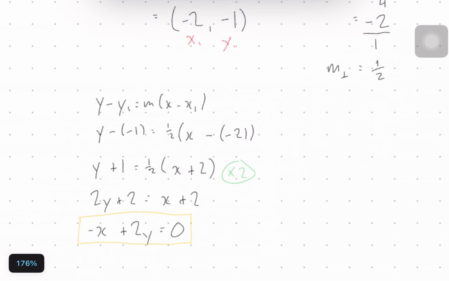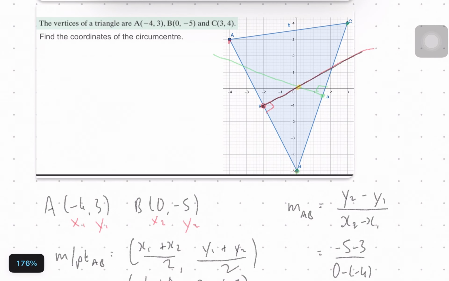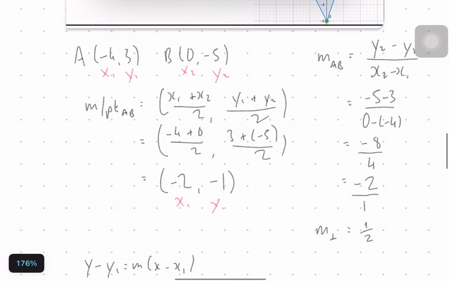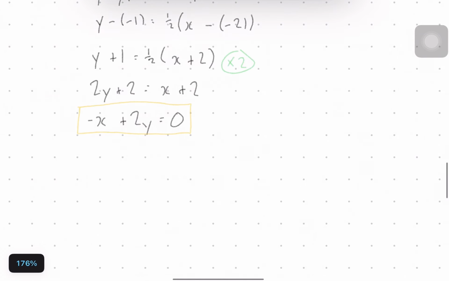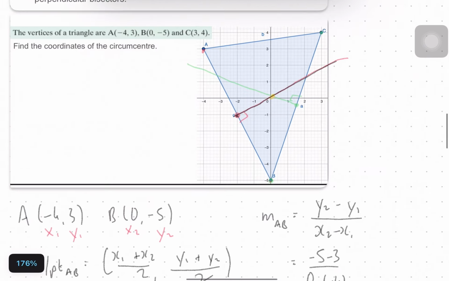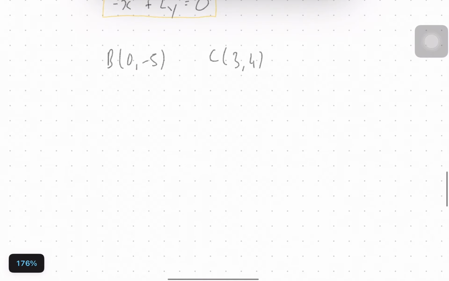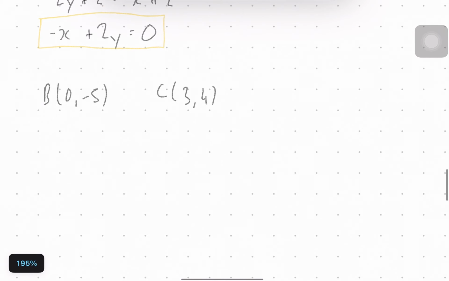So there is one of my equations of my perpendicular bisectors. The other one I said I would get is BC. So B is 0, minus 5 and C is 3, 4. So get the midpoint of that.